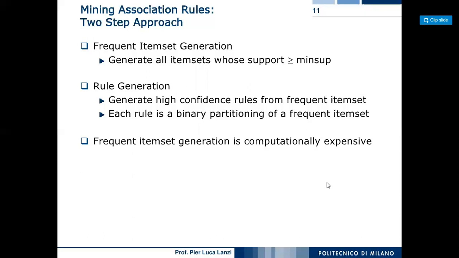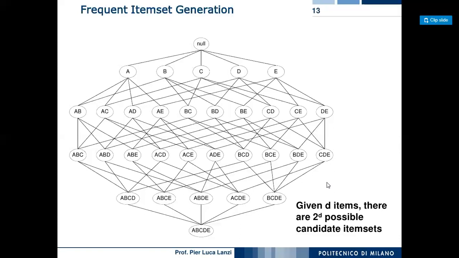Frequent item set generation is computationally expensive because finding every combination is a very cumbersome job. For example, if there are 5 items, then the different combinations can be like this, and by counting all these we find that with the help of d items there could be 2 raised to the power d possible candidate item sets.